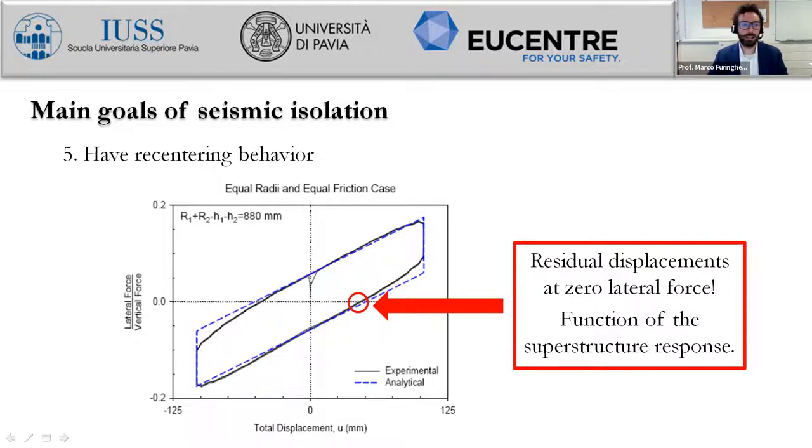They can be easily represented by the displacement value that we have when the force gets back to zero here, but also here, obviously. And this is the residual displacement, just from the theoretical point of view. But generally, the residual displacements at the end of a seismic event can be lower in real applications, because they are actually functions of the superstructure response.